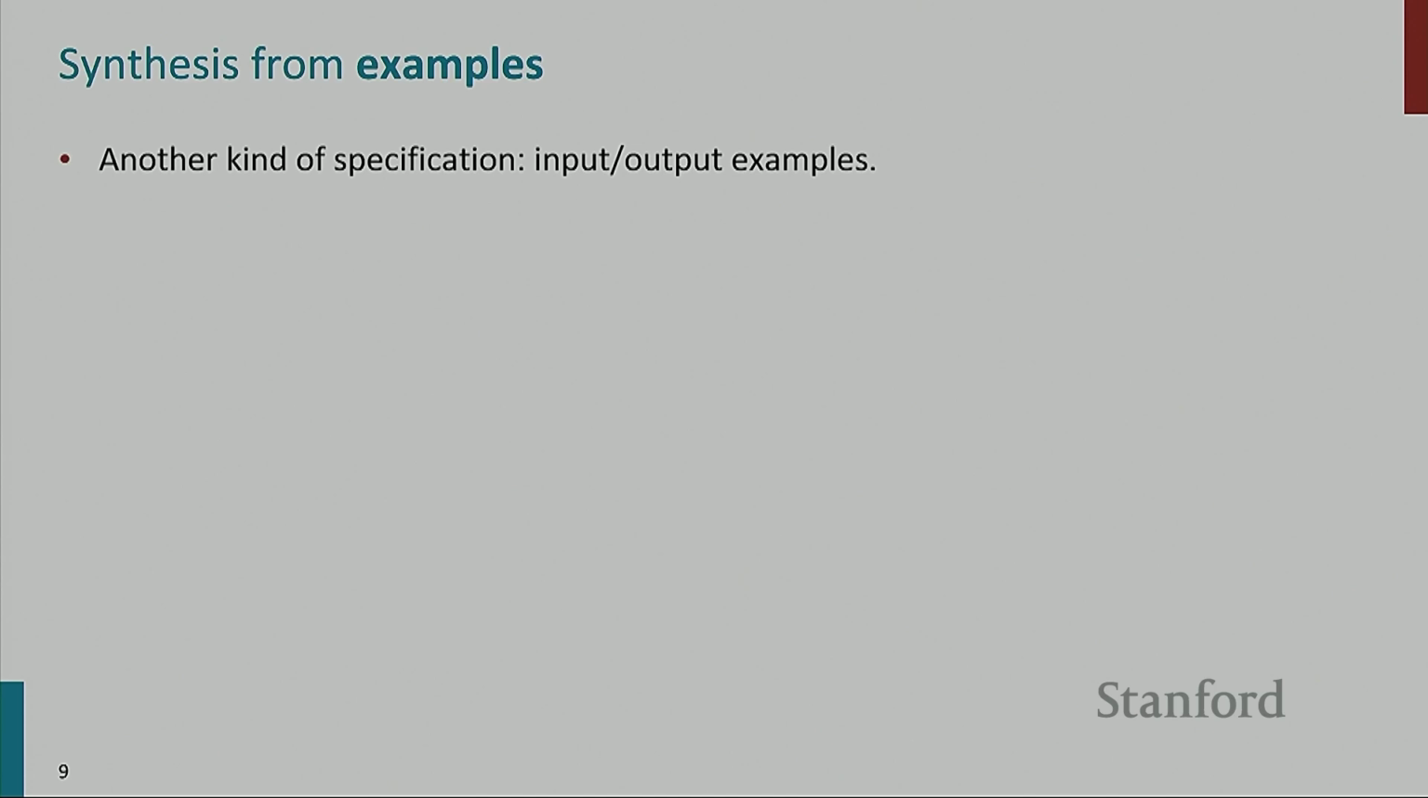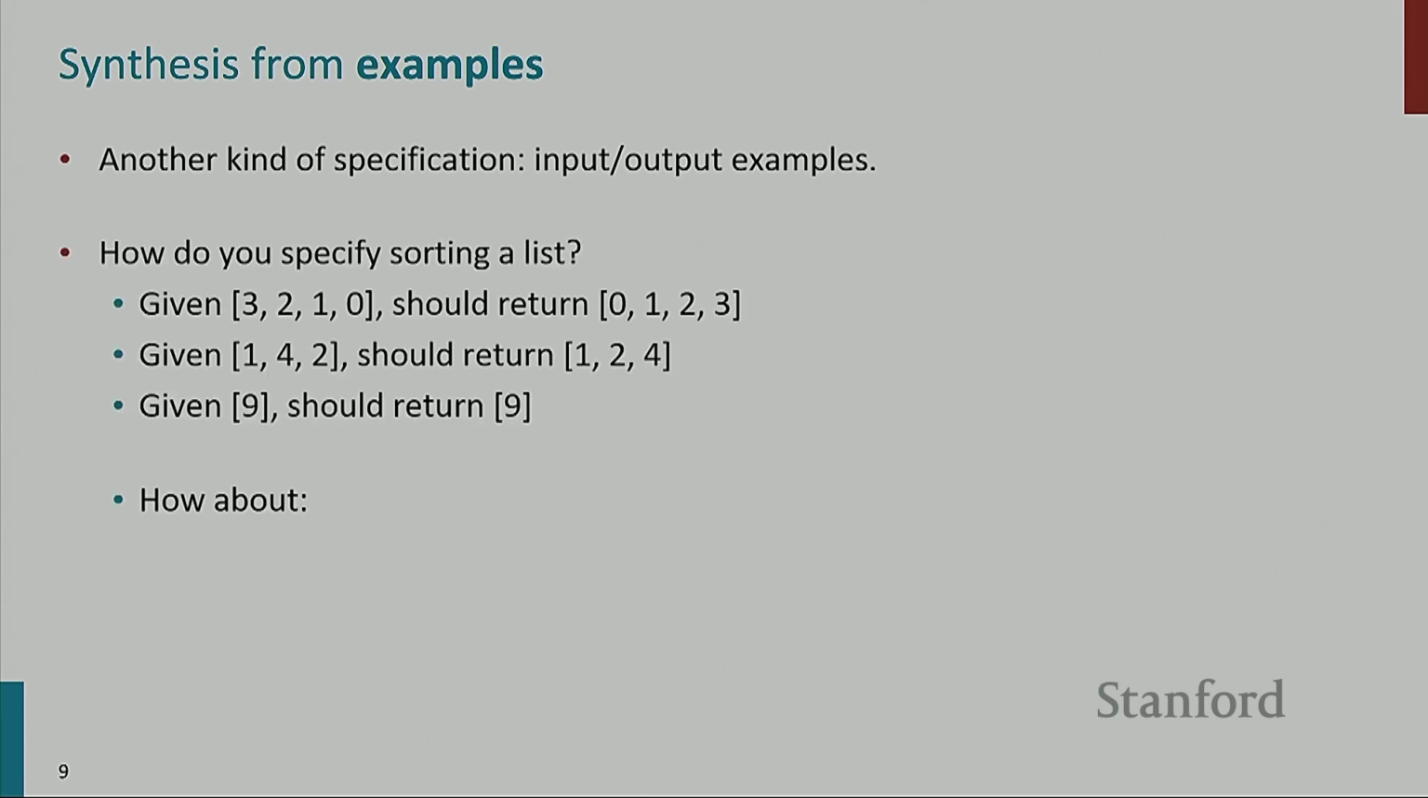In fact, when writing programs, software engineers usually already write tests, which are kind of like input-output examples. If I call the function with this input, it should return this. I assert that it does that. So how could I specify sorting in that case? I could say, if I give the array 3, 2, 1, 0, it should return 0, 1, 2, 3. For 1, 4, 2, it should return 1, 2, 4. And for 9, it should return 9.